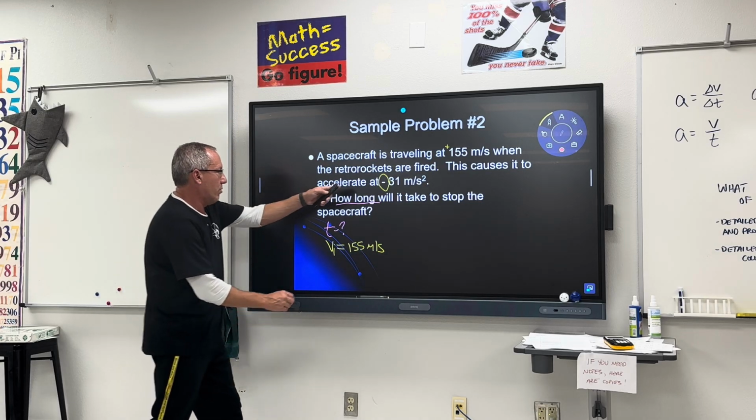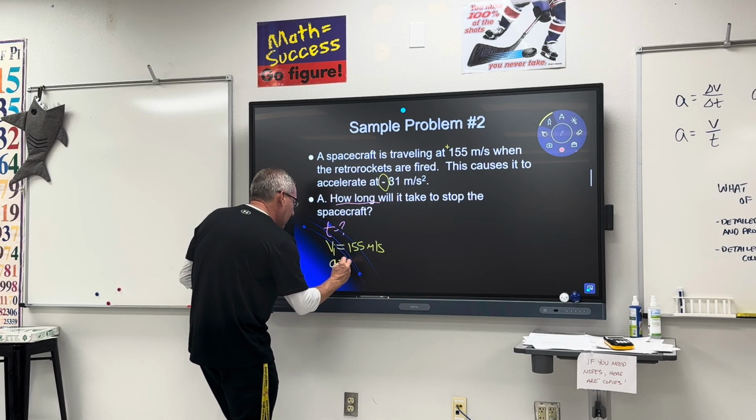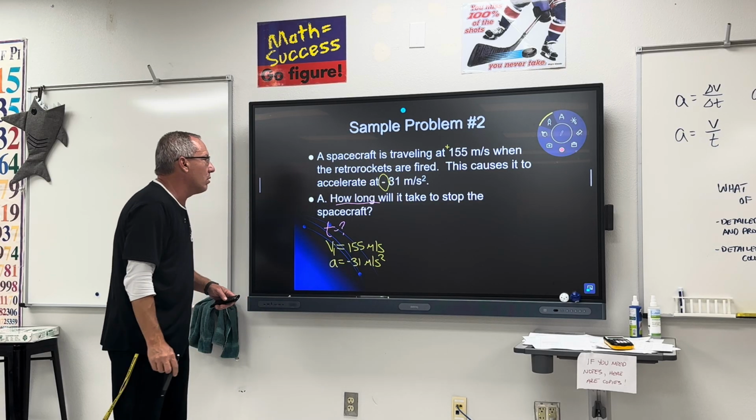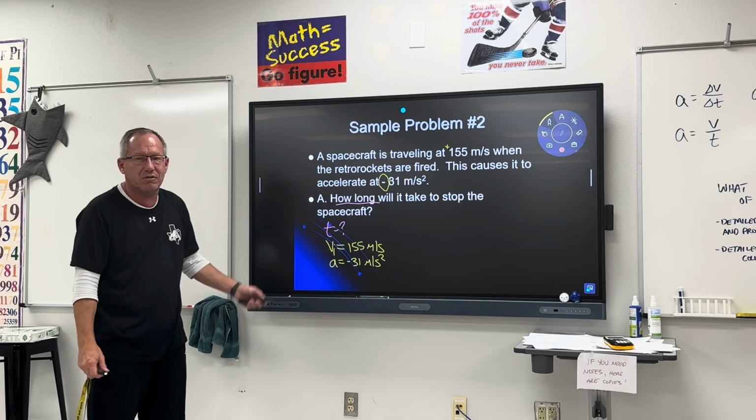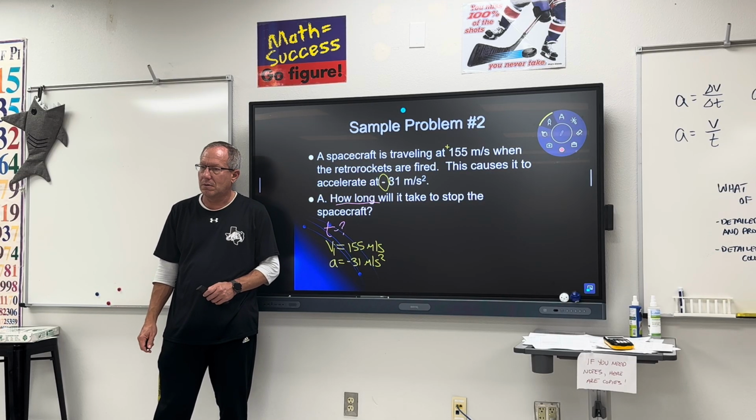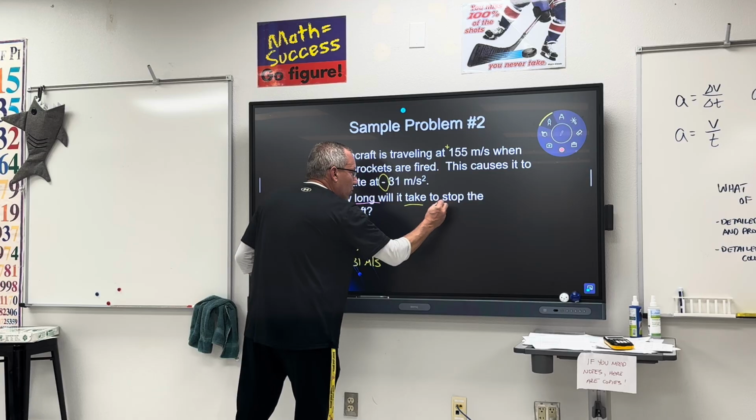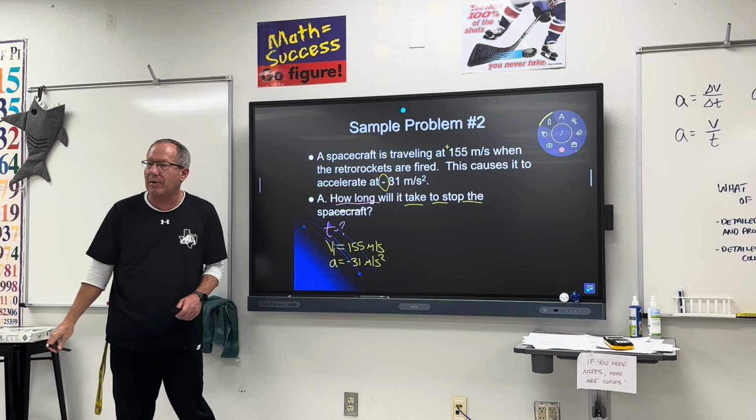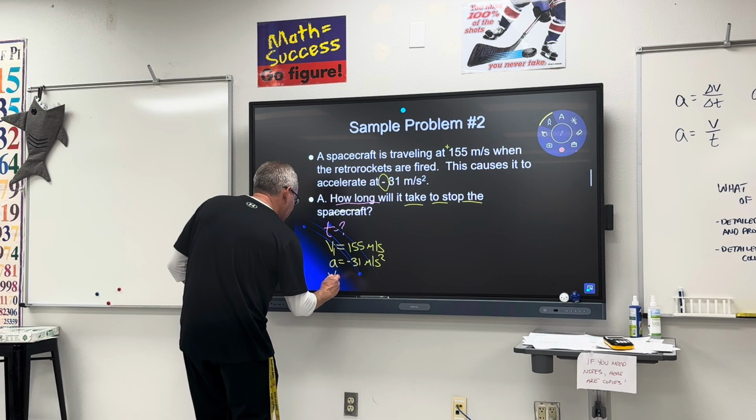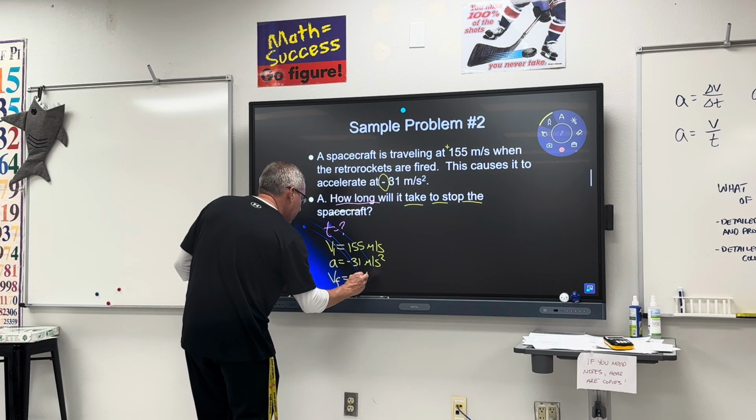My acceleration is negative 31 meters per second squared. Cool, that looks like all my givens, isn't it? Is that it? Or is there something else? We have a final velocity. What is my final velocity? 0. Good, yeah. It's the time to stop the spacecraft. That's a buried given right there that I talked about. So yes, we have a final velocity equal to 0 meters per second.